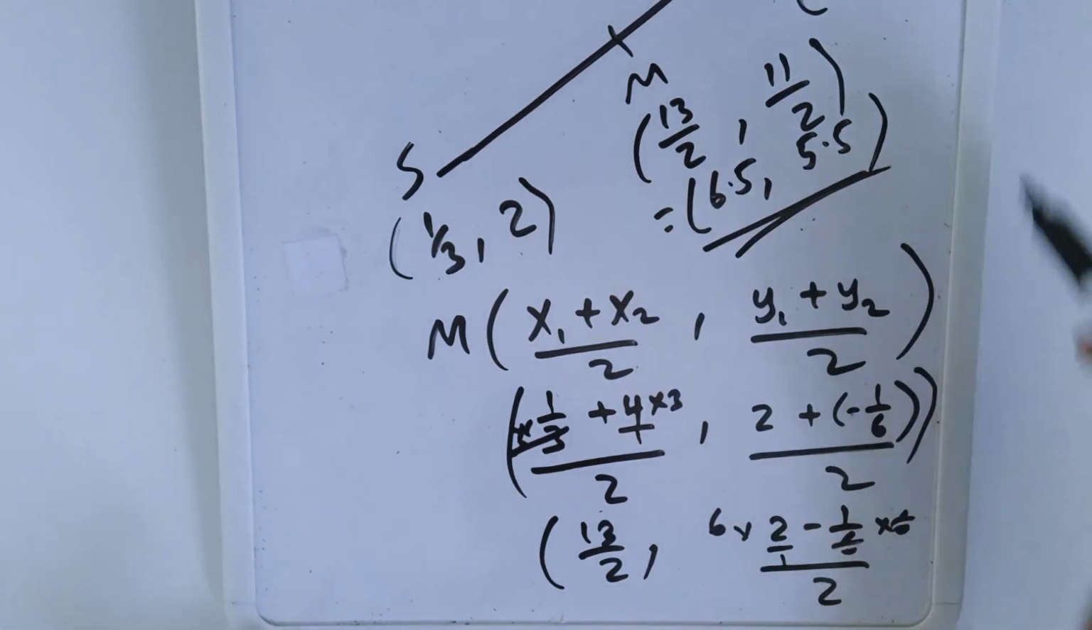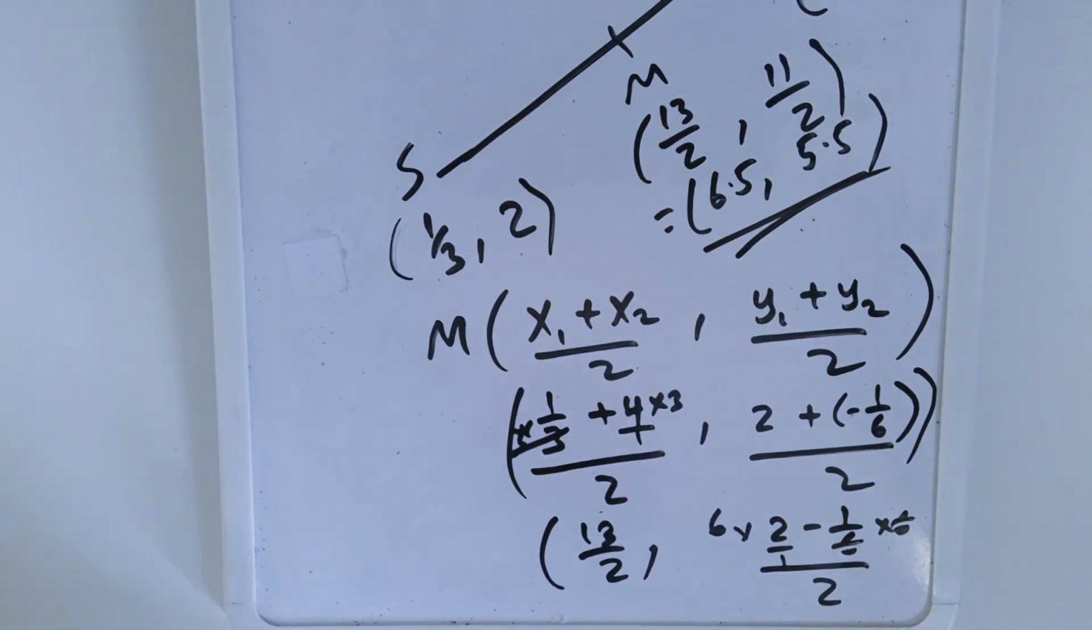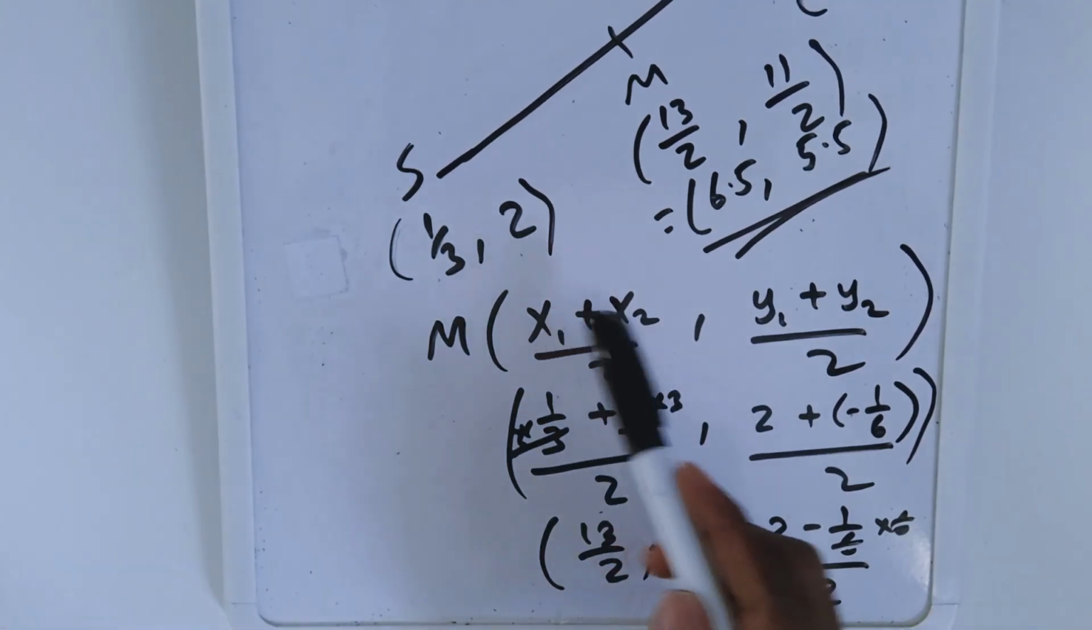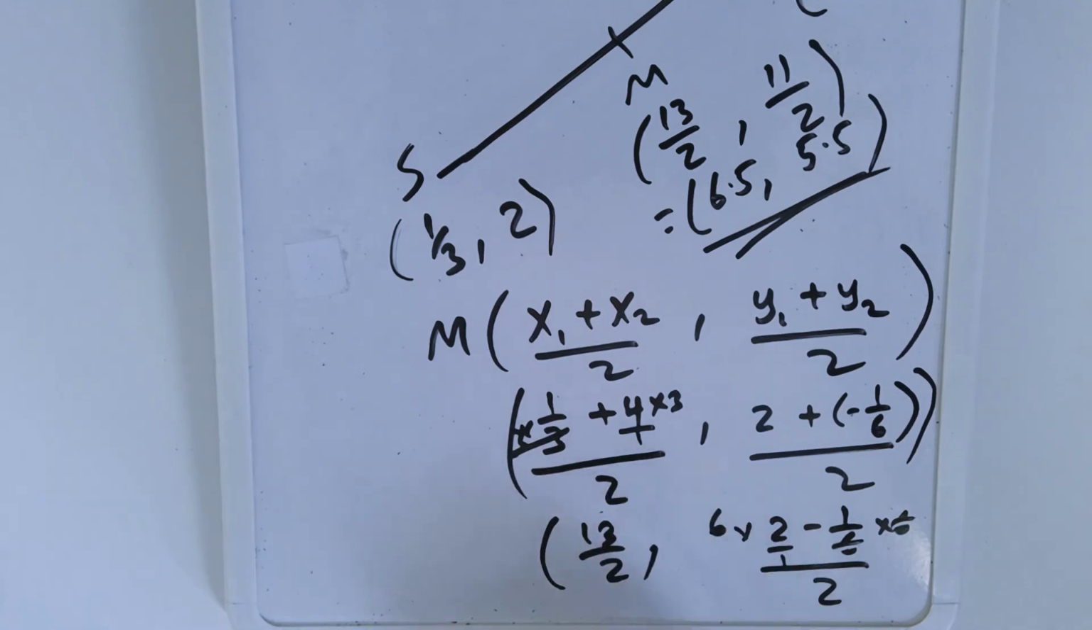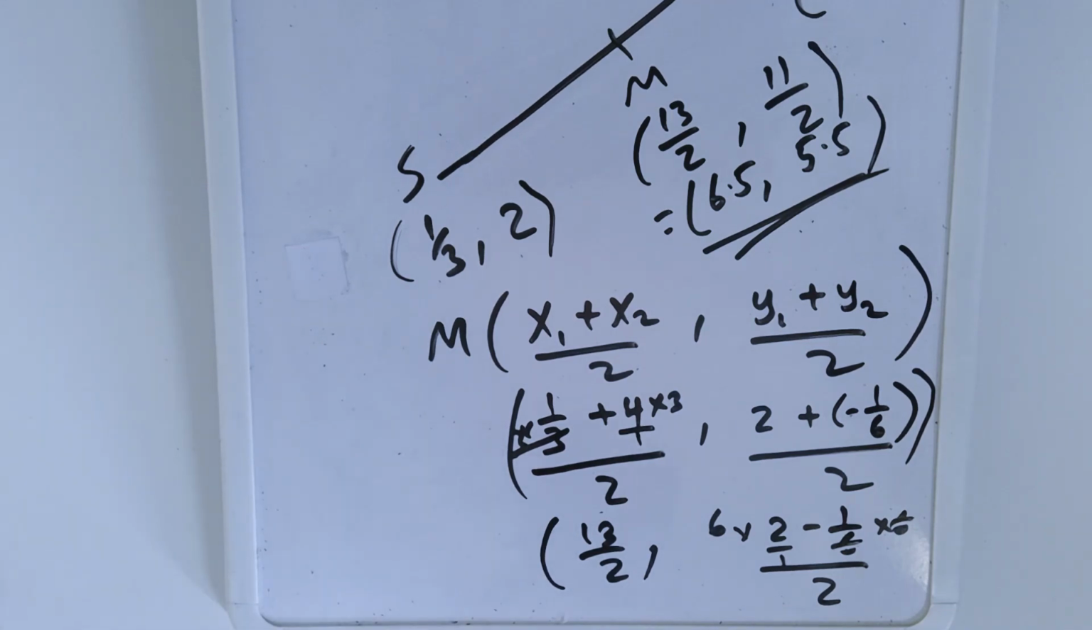Let the fraction not scare you. It's following the same formula: adding the x coordinates together and the y coordinates together and then dividing by 2. I hope this was helpful.